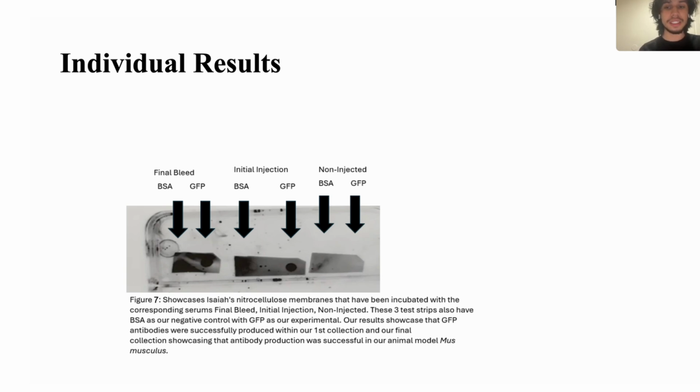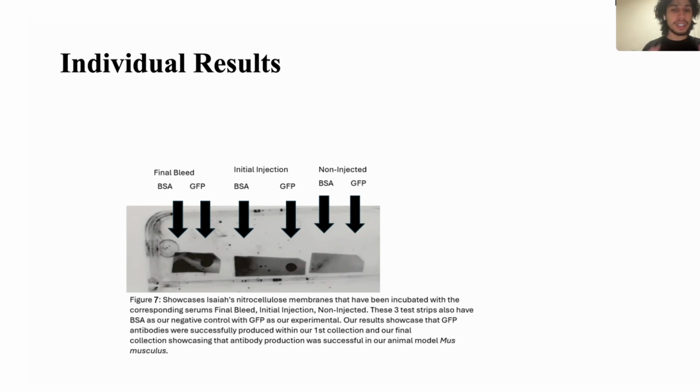Our initial injection shows our BSA again. However, it is a little dirty, so we are not able to essentially say that there was no binding to our BSA just because visually we are not able to see it. But our GFP, again, very strong. Our non-injected on our BSA and our GFP seem to not be there at all when comparing to our final and initial injection, which is exactly what we wanted. Again, this showcases that our GFP antibodies were produced successfully. Again, though, the BSA is a bit unclear.